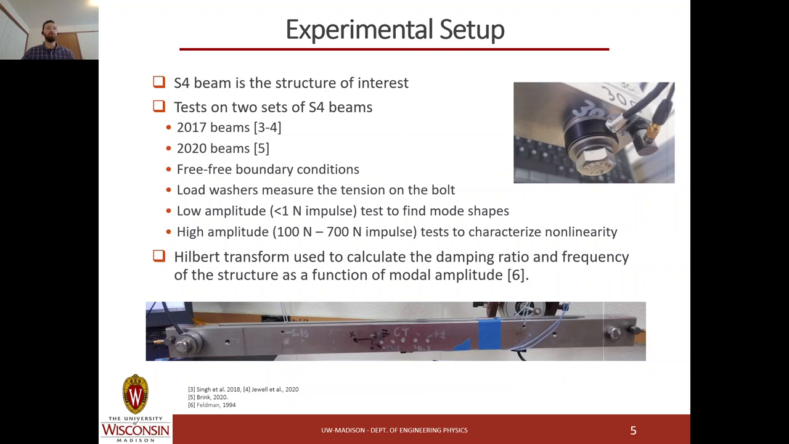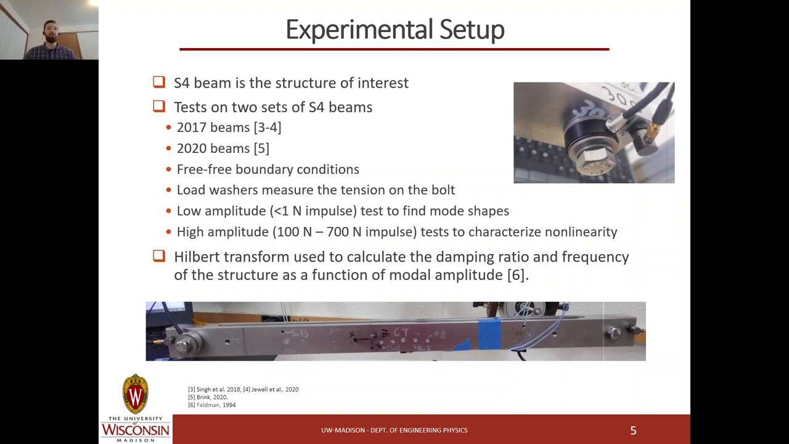So here is a view of our experimental setup. The structure we used is called the S4 beam. This consists of two beams bolted together with one bolt at each end and a gap in the middle right here. We tested two sets of beams. One we'll call the 2017 set of beams. These were tested at Sandia National Labs a couple of years ago. They focused not on mode coupling, but we could still use their measurements for validating our new measurements.